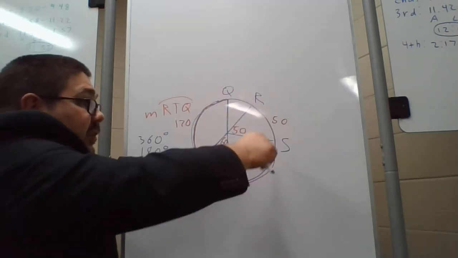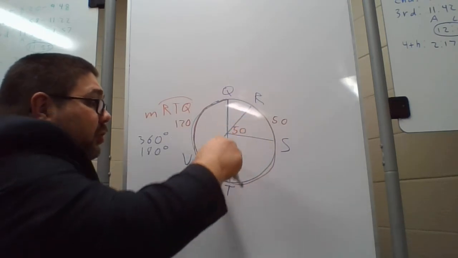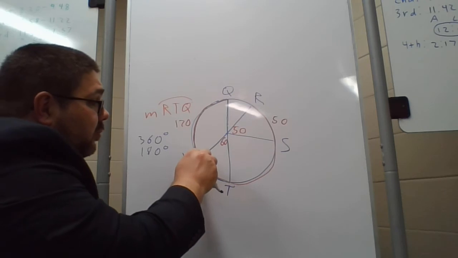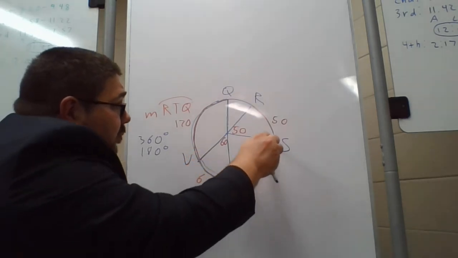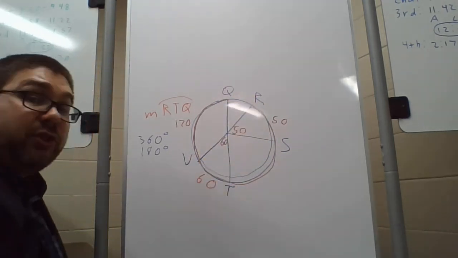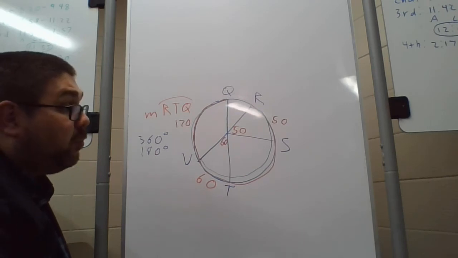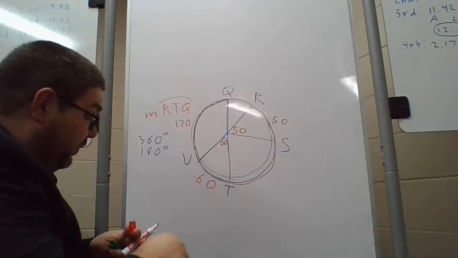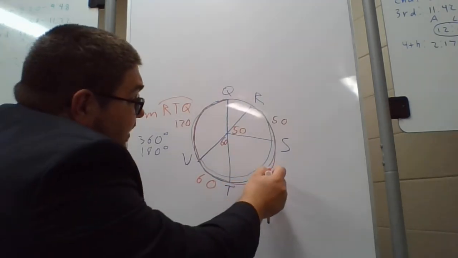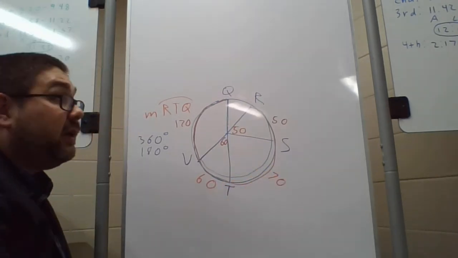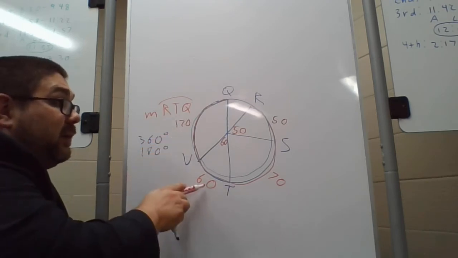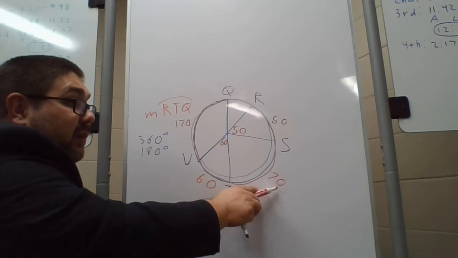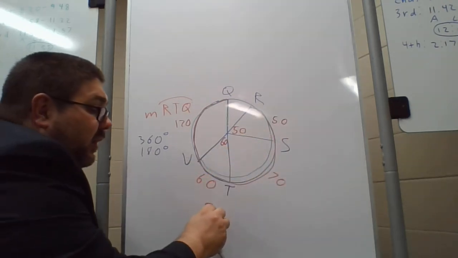This part of the circle is also 180. This part is also 180. Well, what is 180 minus 60? 120 minus 50, that leaves you with 70. This is 70. Let's add them up. 120 plus 60 is 180, plus 70 is 250, plus 50, 300.